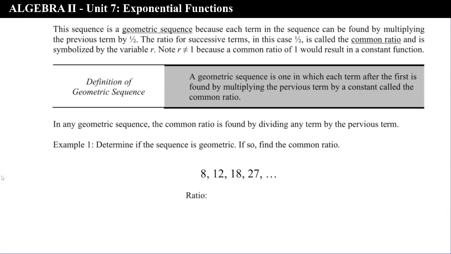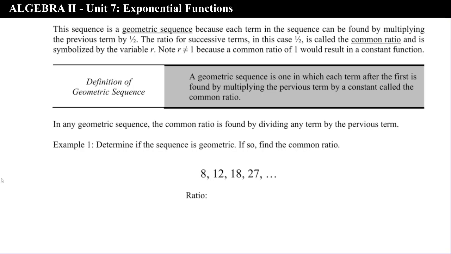So the sequence is a geometric sequence because each term in the sequence can be found by multiplying the previous term by a half. The ratio for successive terms, in this case 1/2, is called the common ratio and is symbolized by the variable r. So you may remember back to arithmetic sequences. We had a common difference, and that was represented by d. Now we have a common ratio.